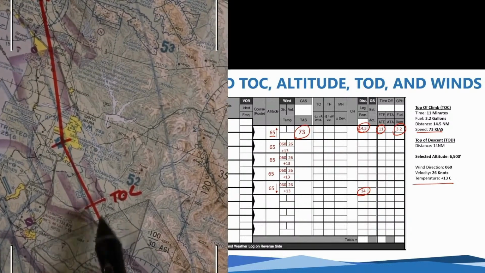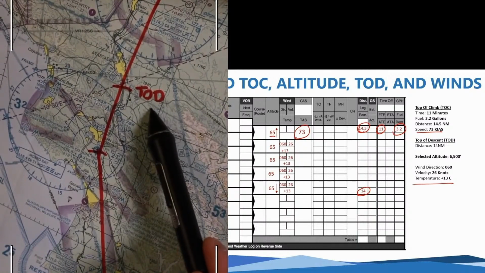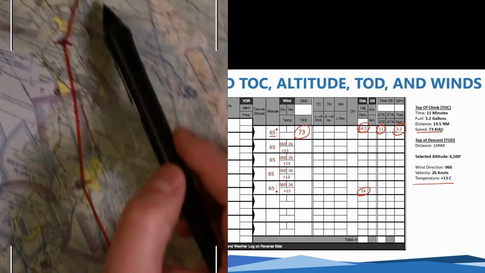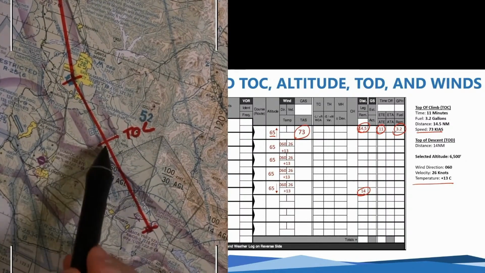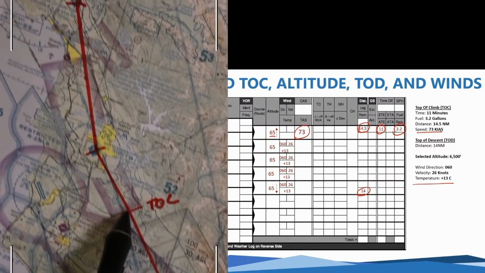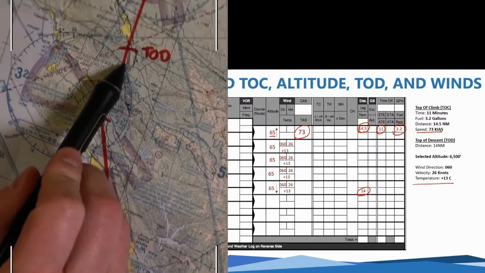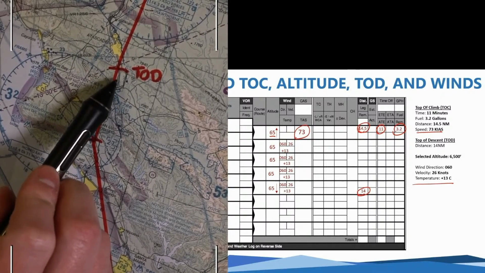Now, I've also put on my top of climb, and I've also put in my top of descent here, so I kind of know where I am on the map. So theoretically, if all the numbers hold true, I take off from Santa Ynez and I will reach 6,500 feet at this point. I'm going to basically be flying straight and level all the way through. And then by the time I reach my top of descent, that is when I'm going to be starting to descend for the specific airport.